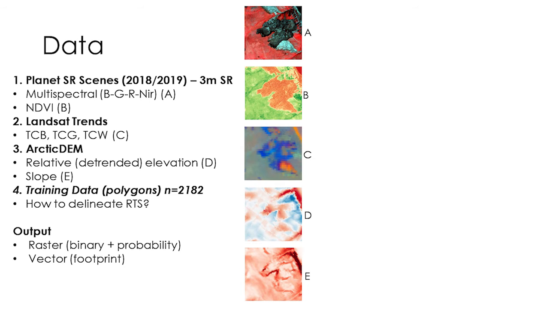Furthermore, for training, we also use manually delineated polygons, in total 2,182 for this study. And we found it pretty challenging to delineate retrogressive thaw slumps. Our data output comprises binary raster masks and the probability values for each pixel, and the vector or footprint, which is currently the boundary of the 50% probability.